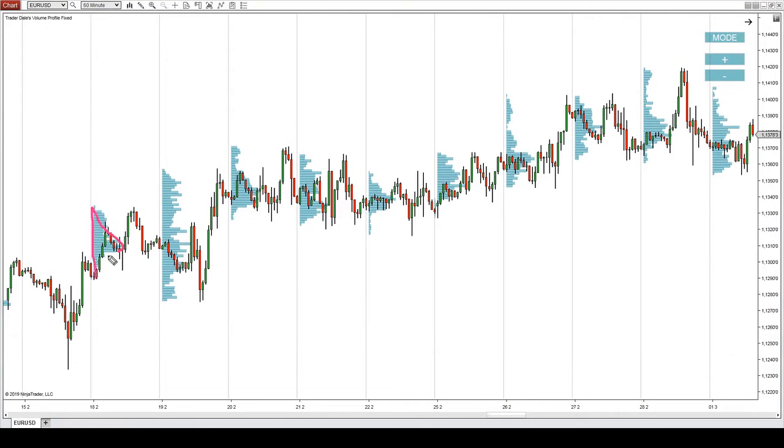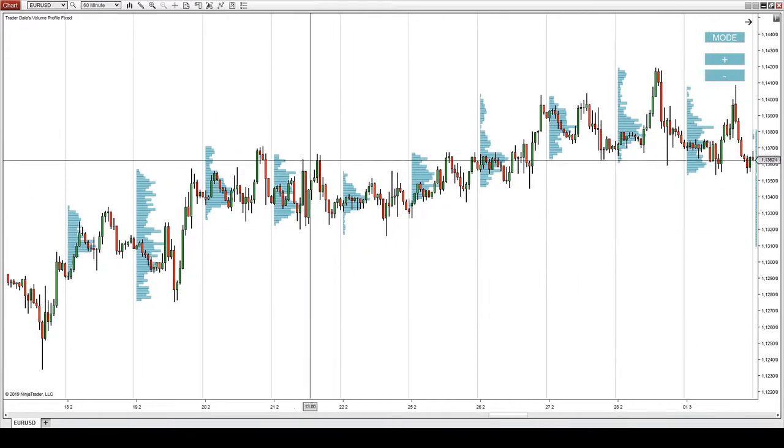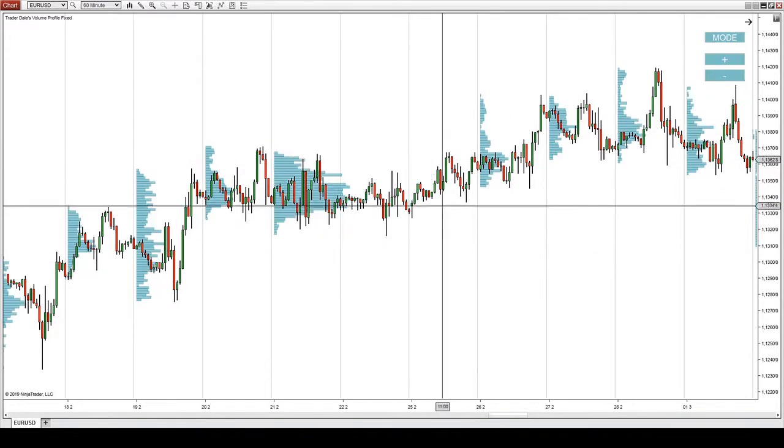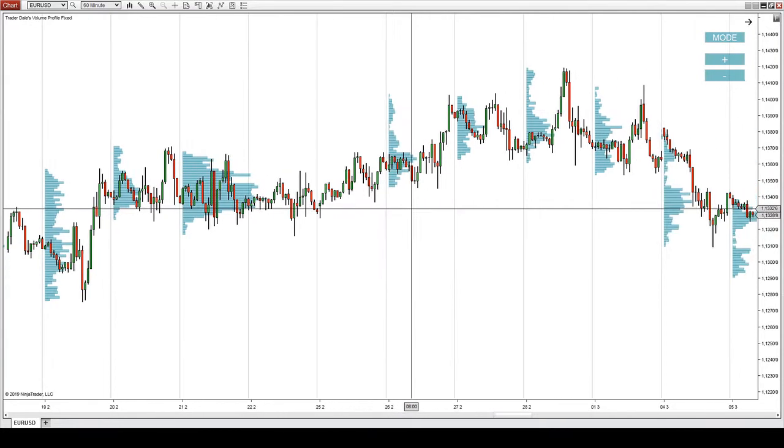Then there's another D-shaped profile, and then there is a trend development and a thin profile. After the trend development, there is a B-shaped profile, which indicates that the trend could be over or temporarily over. And after that, there are some D-shaped profiles in here, and in here. All those are D-shaped profiles, and what you can do is merge them to see where the point of control of this area is.